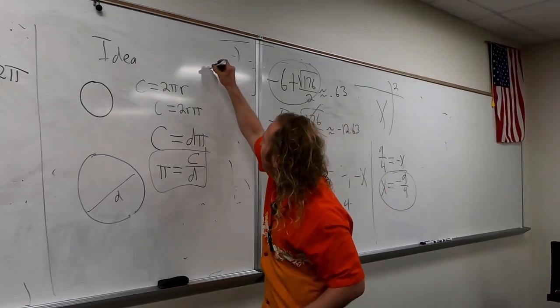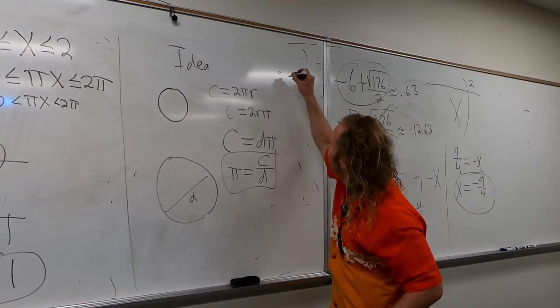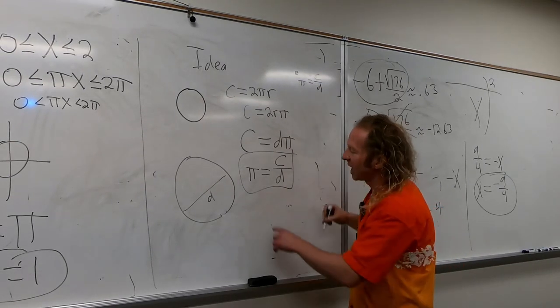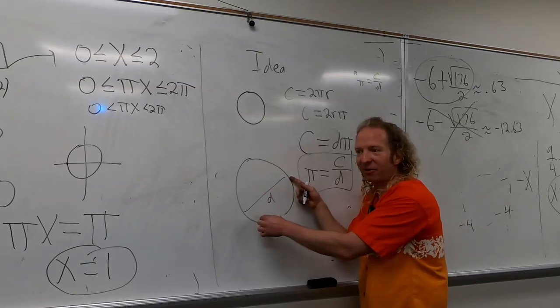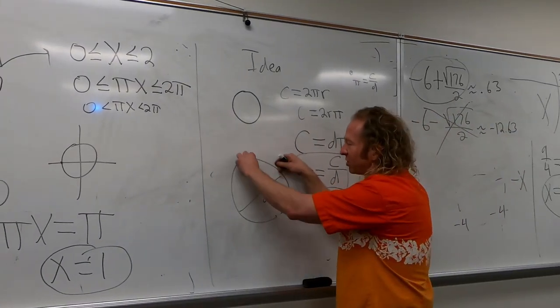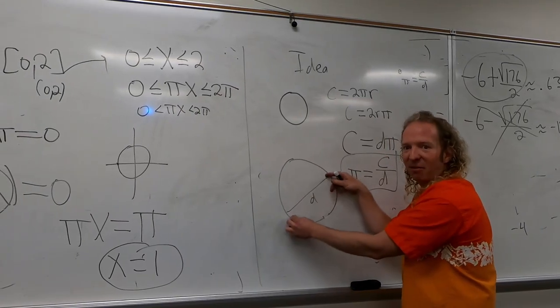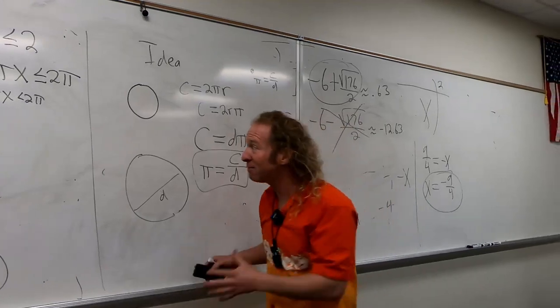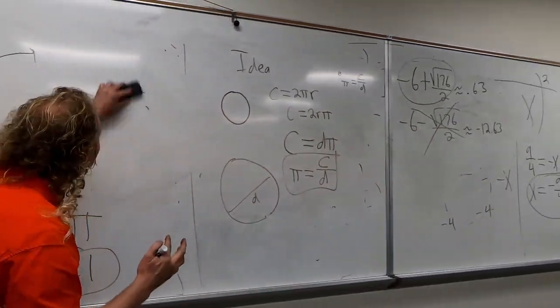I can draw a little baby circle and have a baby diameter, and pi is still equal to c over d. Or I can have a big circle and take a big diameter, and pi is still equal to c over d. If I take a tape measure and I measure this and divide by this, I'm always going to get this magical number called pi. Isn't that weird? It does not matter. That's why it's so creepy.